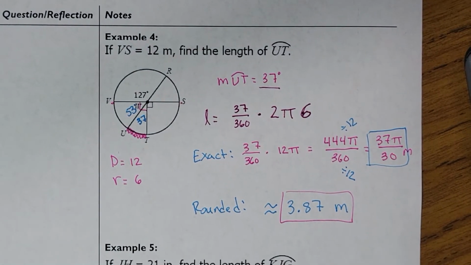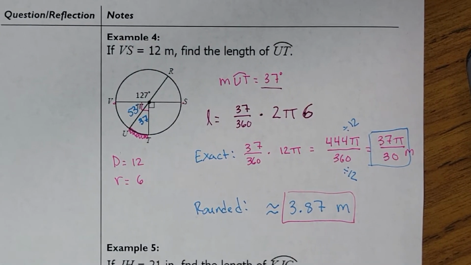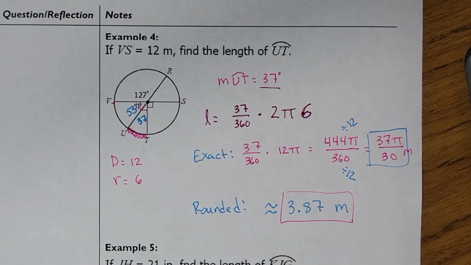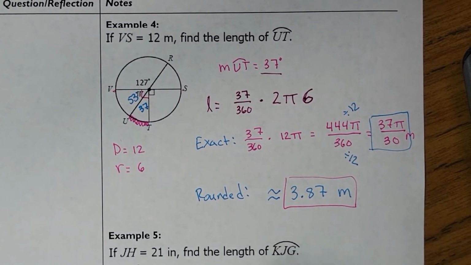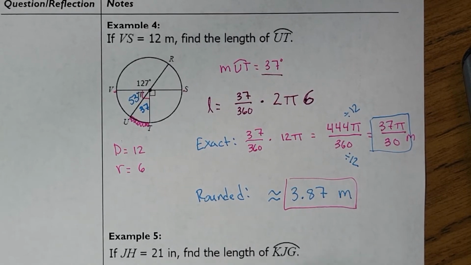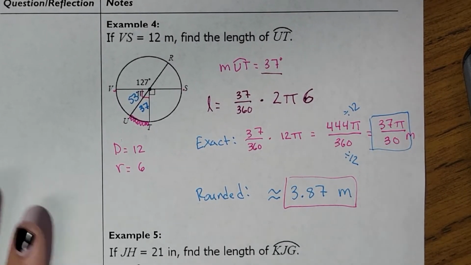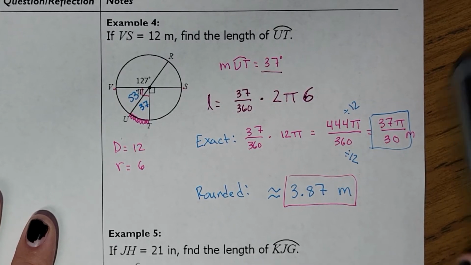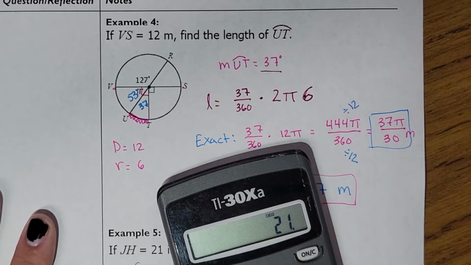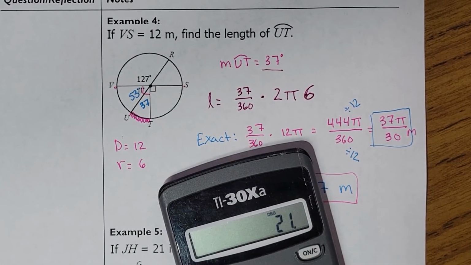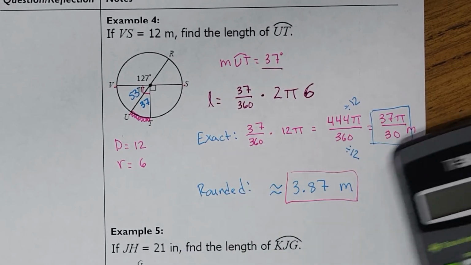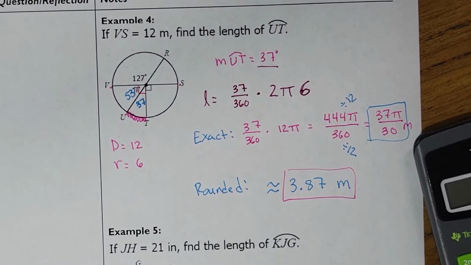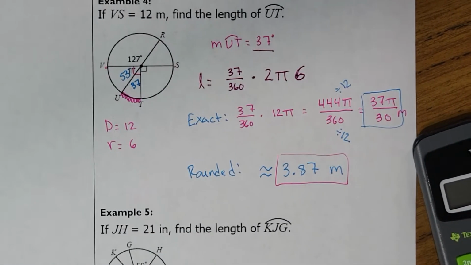All right, example 5. This one says JH is 21. J to H is 21, again, that's the diameter, so we're going to make that note. The diameter is 21 inches. That would mean the radius is half of that. There was an interruption with the announcement. I paused it. So we're going to take that 21 divided by 2, so the radius is 10.5 inches. So those will come in useful later.